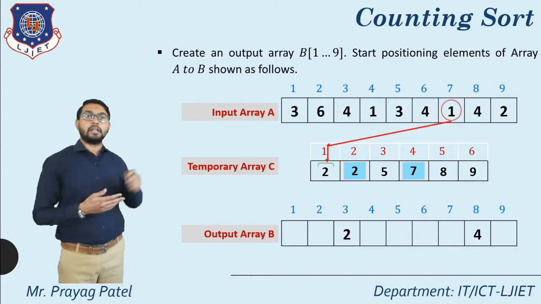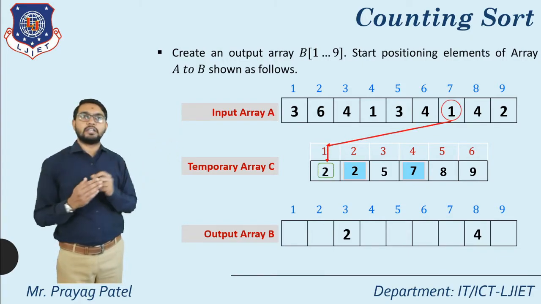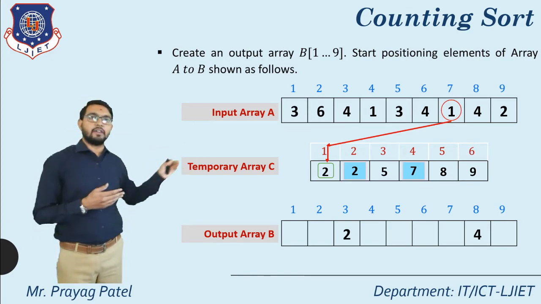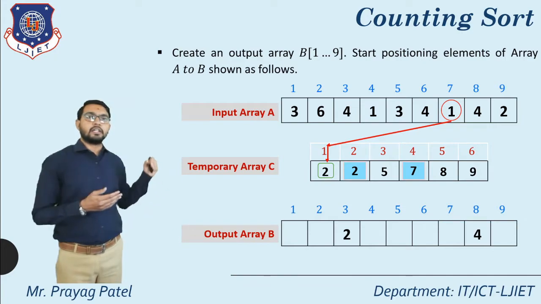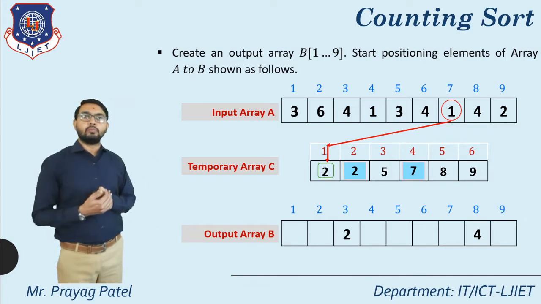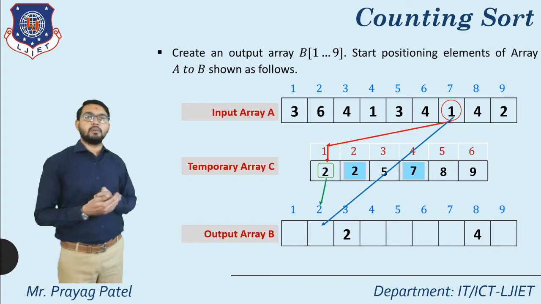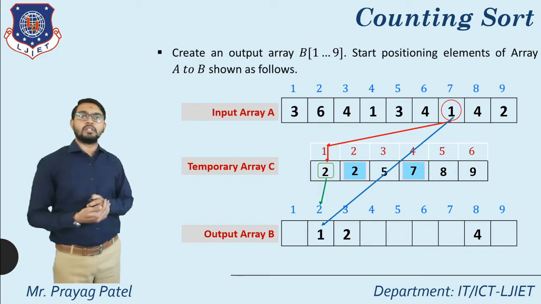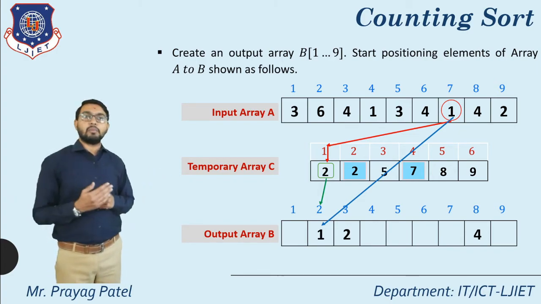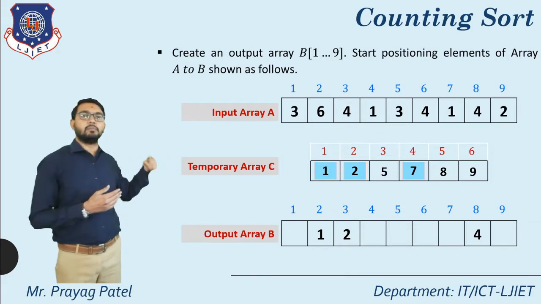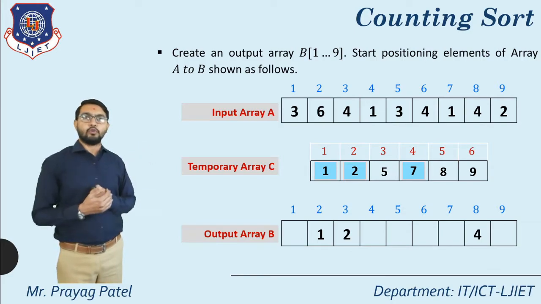Now the next value is A of 7. A of 7 is 1. So in C of 1 the value is 2. Now consider location number 2 in array B, because C of 1 equals 2, and put the value 1 in location B of 2. Now decrement C of 1. After the decrement, C of 1 becomes 1 from 2, so the new value of C of 1 is 1.